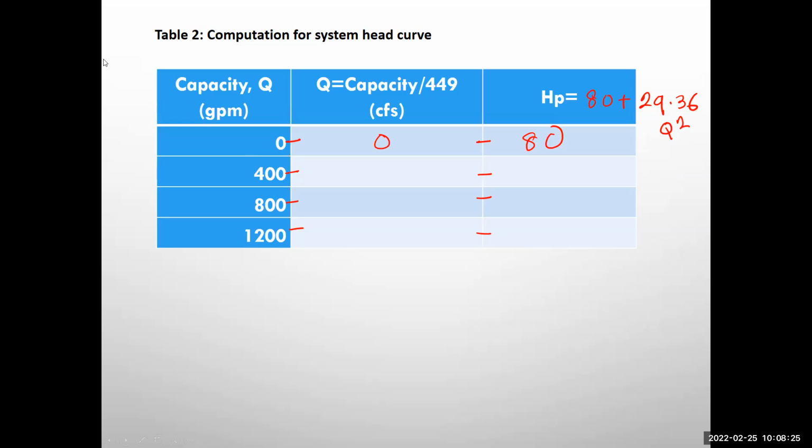So for 400, what is the Q in CFS? 0.89. For 800, 1.78. Okay. For 1200 GPM, 2.67. Okay. Now for HP, obviously the first one is 80 because Q is 0.